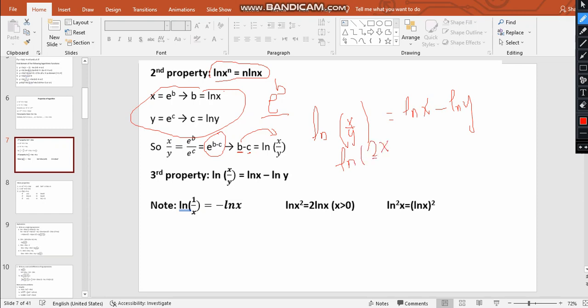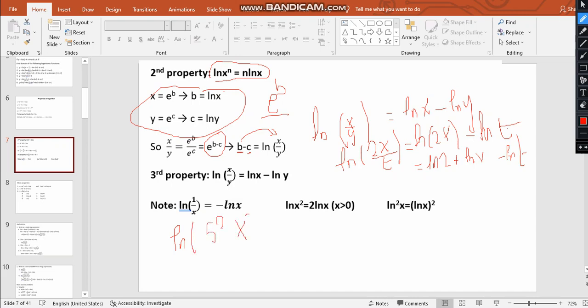In other words, for example, suppose you have ln 2x over t. I'm not going to put a power. First of all, this is ln 2x numerator minus ln t. But since ln 2x is ln 2 plus ln x, you're going to get ln 2 plus ln x minus ln t. If you have, for example, ln 5 square x cube over 7 t power 5, first of all, it's ln a over b, it's ln a minus ln b.